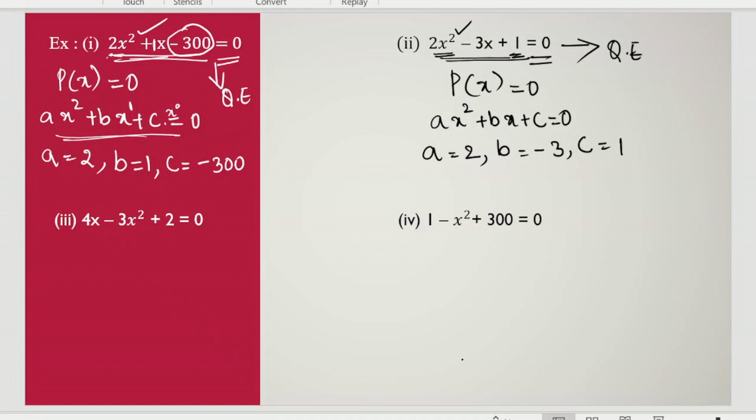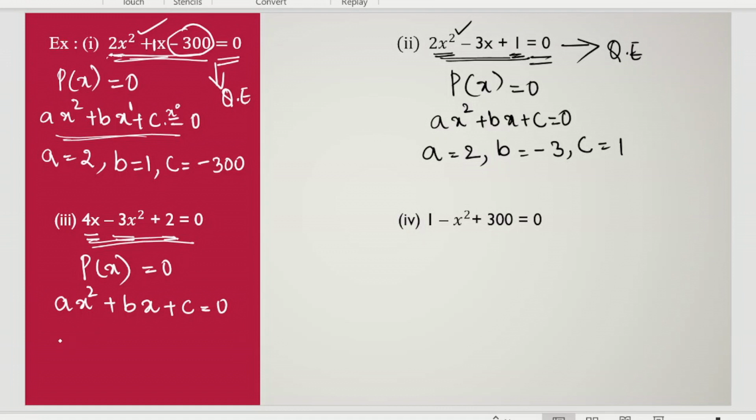Okay, clear? Now let us see the next equation. See here, this equation is jumbled, right? First you have the 4x term, then next you have minus 3x square, and then plus 2. Now in this case you need to rearrange the equation so that you get it in the form p of x is equal to 0, so that you get the first term as ax square, the second term as bx, and the third term should be the constant, which is equal to 0.